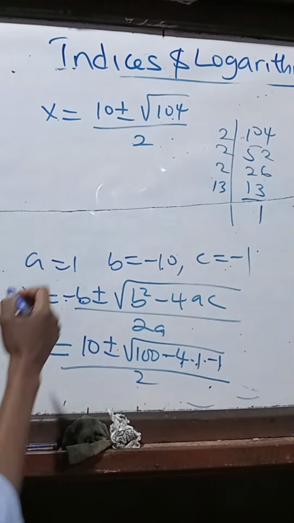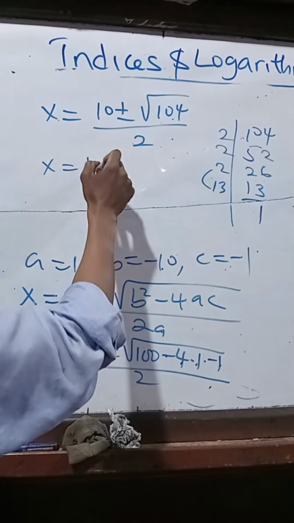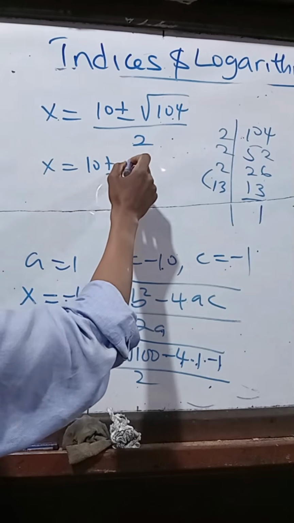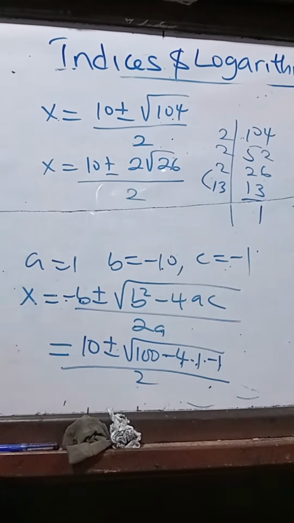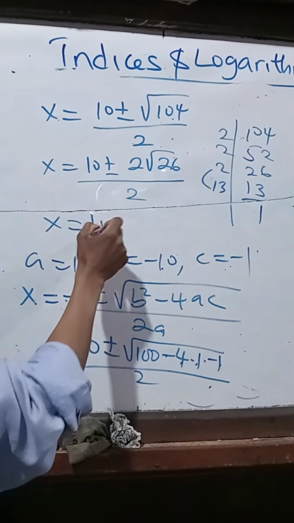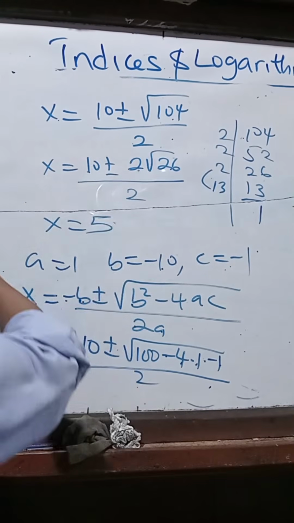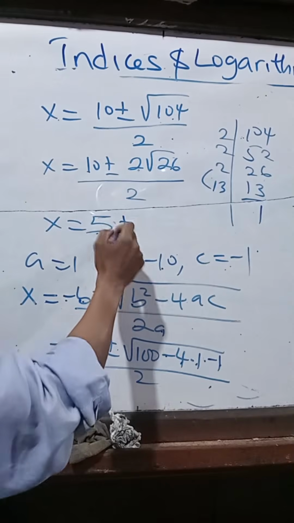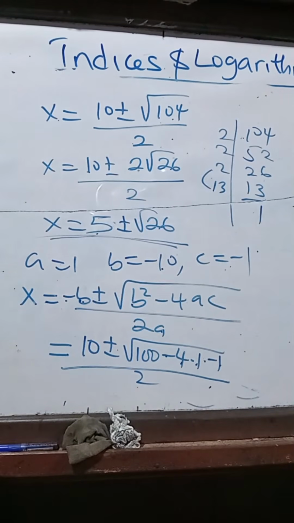So that will be 4 and 26. That'll be 4 and that'll be 2 root 26. What over 2? So the final answer will be equal to what? 10, that'll be 5. But 2 goes there, 2 goes there. Take it out. So we have 5 plus or minus root what? Root 26. So that's that on that question.